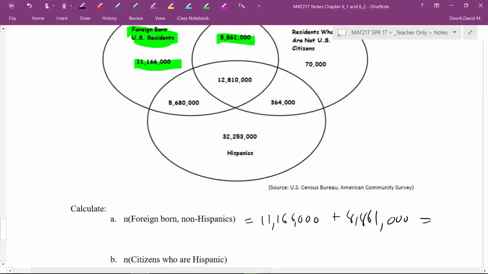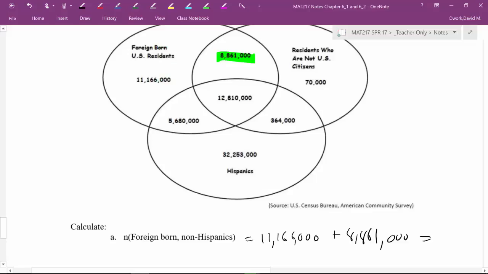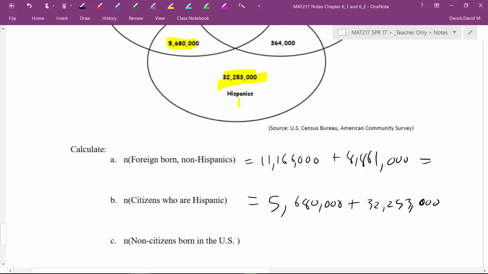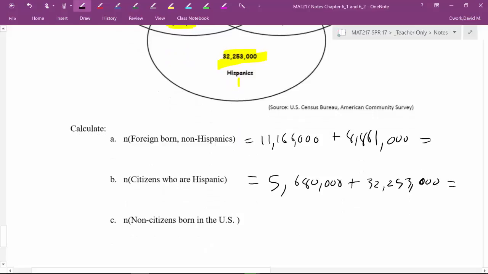So now I want citizens who are Hispanic. Okay, can you figure out how many citizens there are that are Hispanic? All right, so if we want citizens, these people in this bubble are not citizens. So if you're in this bubble, you are not a citizen. So we're looking for people outside that bubble, but who are Hispanic. So outside that bubble, Hispanic. So there you go, those two numbers. So that's going to end up being what? 5,680,000 plus 32,253,000. Okay.